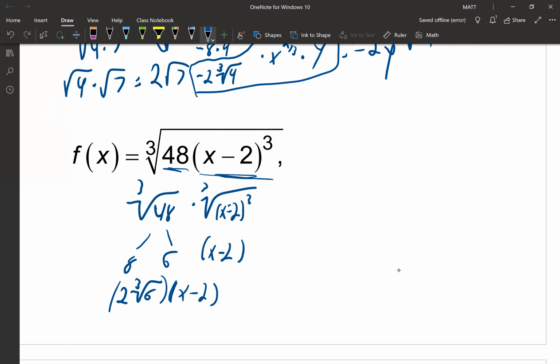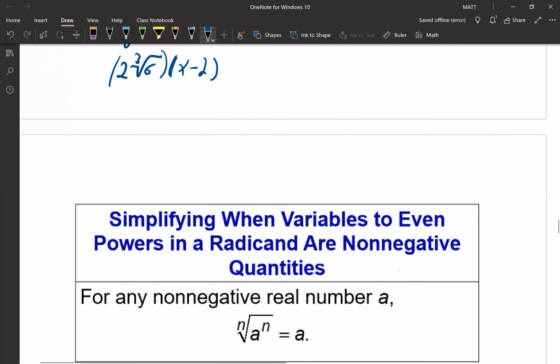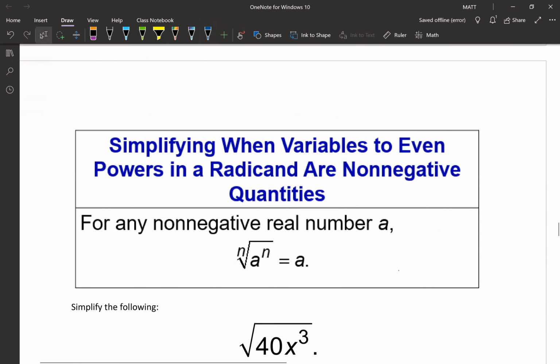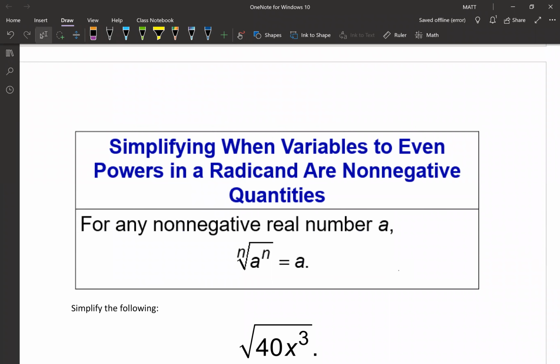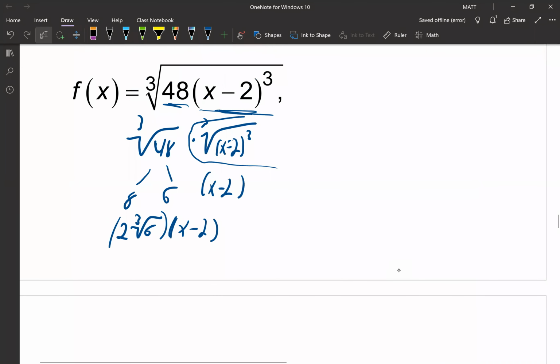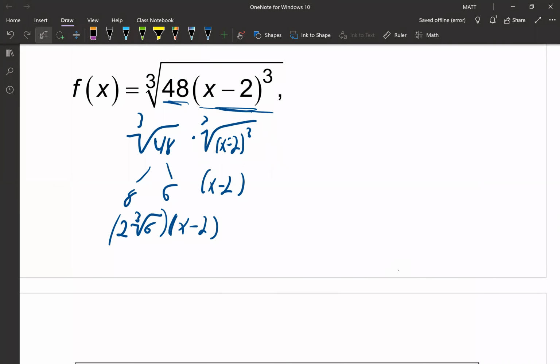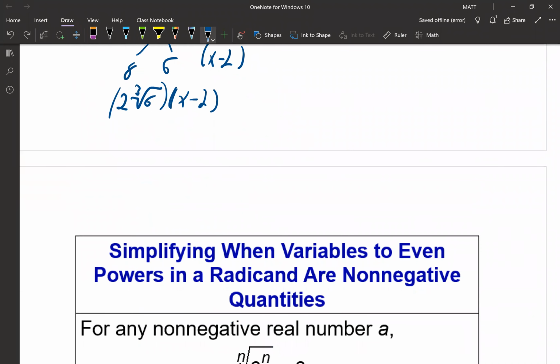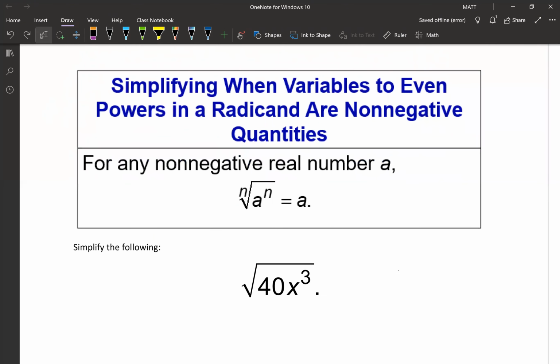All right, so we'll move on to the next one. When we want to simplify things, notice that we've already seen this rule before, but we're just restating it here. For any non-negative real number a, if we have something to the nth power and we're taking the nth root, just like this up here, then those just cancel out and we're just left with a.